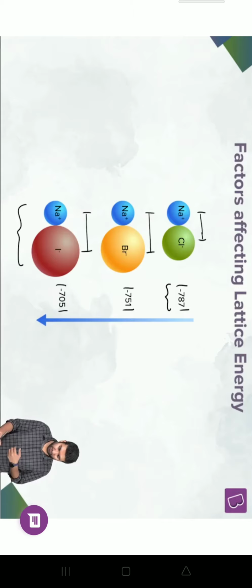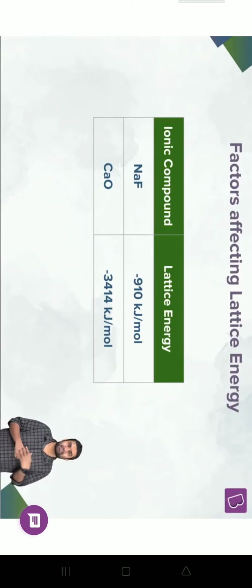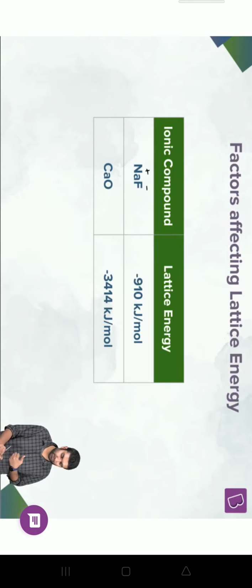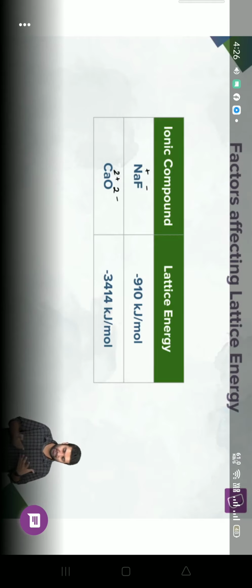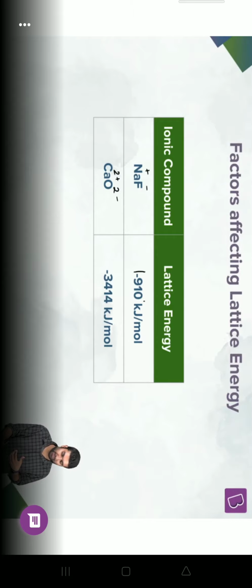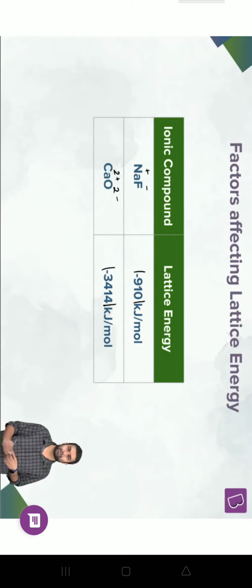Now then again, if you consider another example, let's say NaF and CaO, we have +1 charge and -1 charge here, and we have 2 plus charge and 2 minus charge here. So then again, what do we have? More charge, more lattice energy, and then again you can compare the magnitudes and see what I'm trying to say.